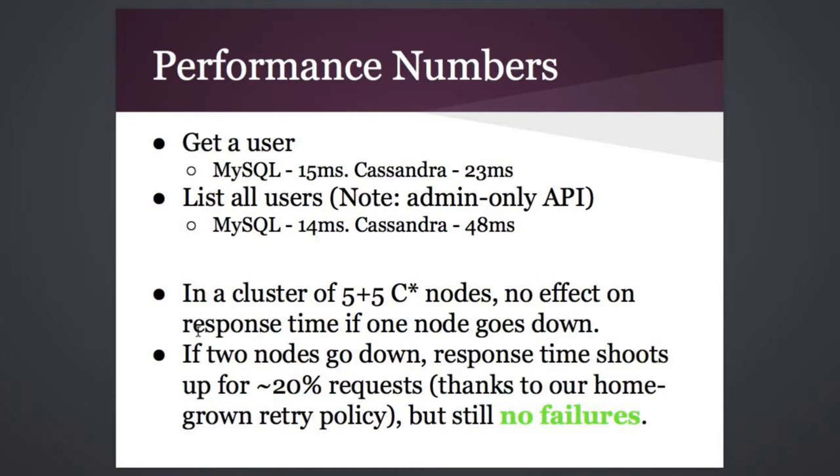So in a cluster of 5 plus 5 Cassandra nodes, there is no effect on response times if 1 node goes down because of the way we have set up. If 1 node goes down, still the quorum will be satisfied. 2 nodes will always be up. The interesting thing is we wrote the retry policy which I talked about just a minute back. Even if 2 nodes go down, it will retry on the global quorum. The response time will spike up, but you still won't see any failures. So even 2 nodes going down is kind of handled. And also you'll get a notification saying that the response times have increased and something has gone wrong.